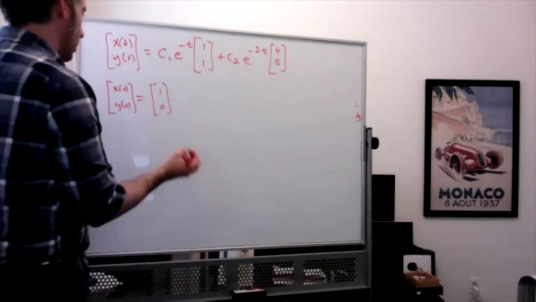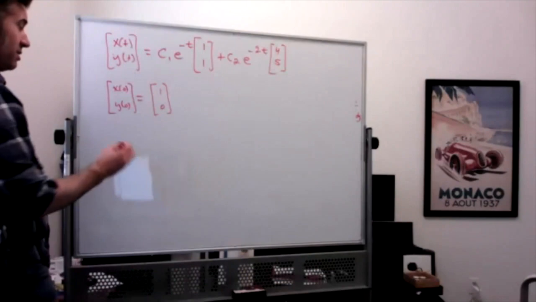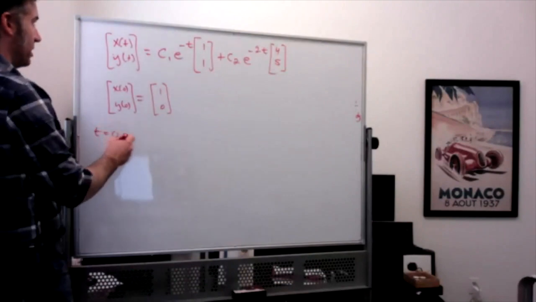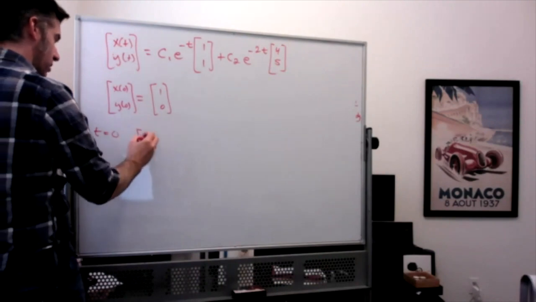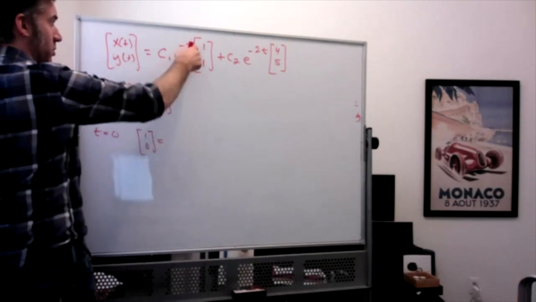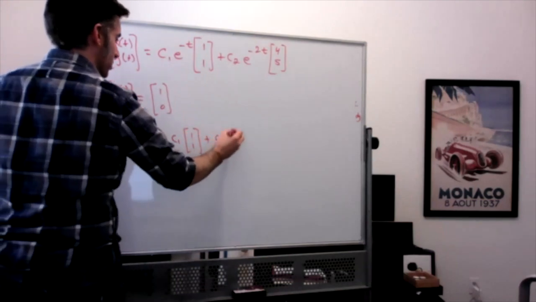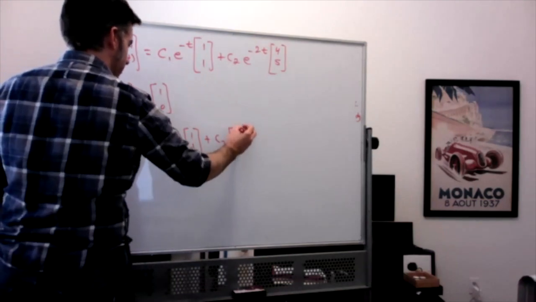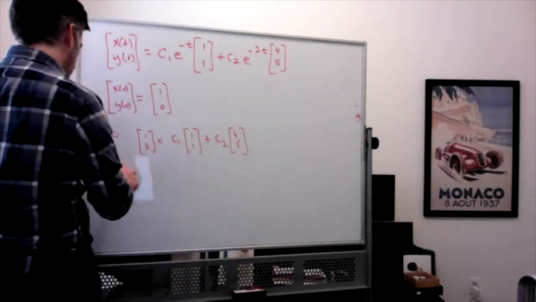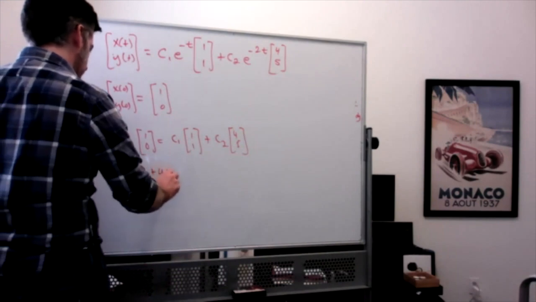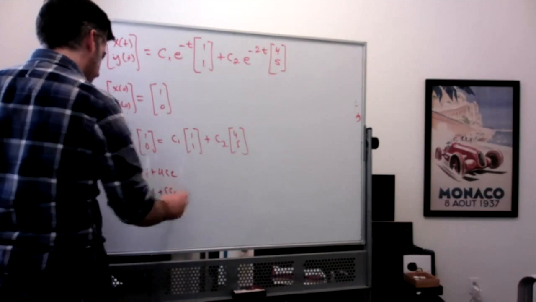You could totally do this first part. You'll want to find C1 and C2. To do that, you set t equal to 0, and you get (1, 0) equal to C1 times (1, 1) plus C2 times (4, 5). Then you solve for C1 and C2: 1 equals C1 plus 4C2, and 0 equals C1 plus 5C2.